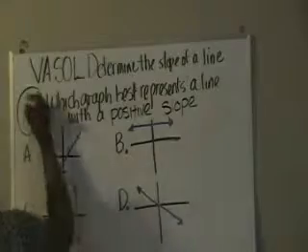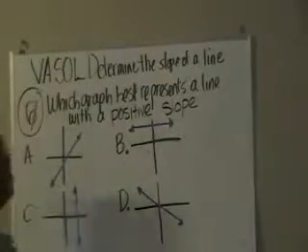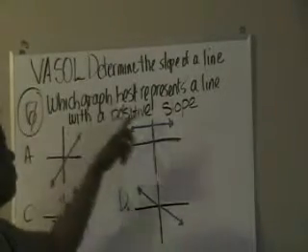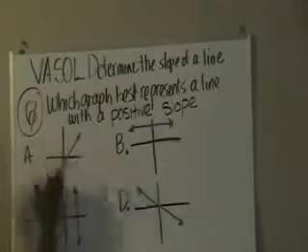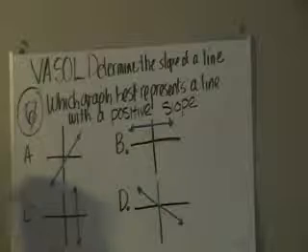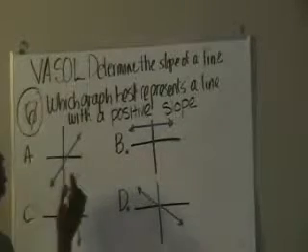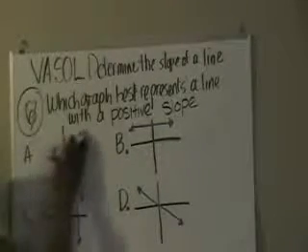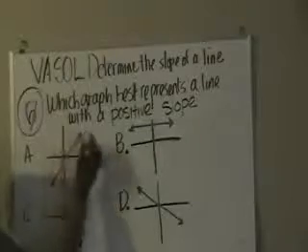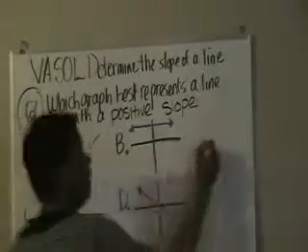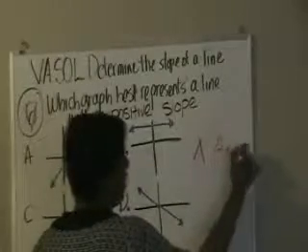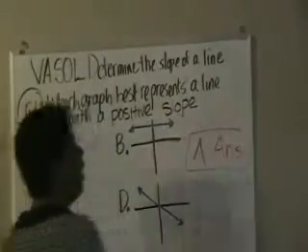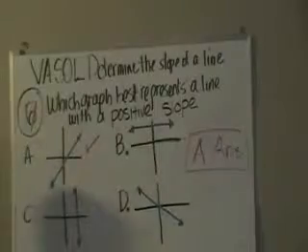Okay, so here's another problem. I'm sorry, this is problem 7. It says, which graph best represents a line with a positive slope? So what you do is you look over all of the slopes to see what you know. Positive slope was the one that goes up, like a roller coaster, to the right. So this one is going up to the right, so that makes it positive slope. So your answer would be A. A is your answer. So this is your positive slope.